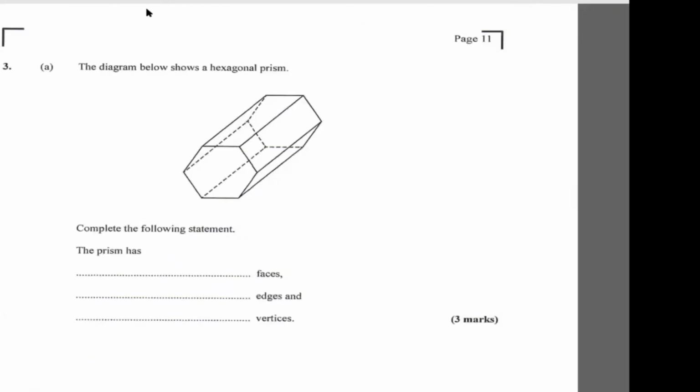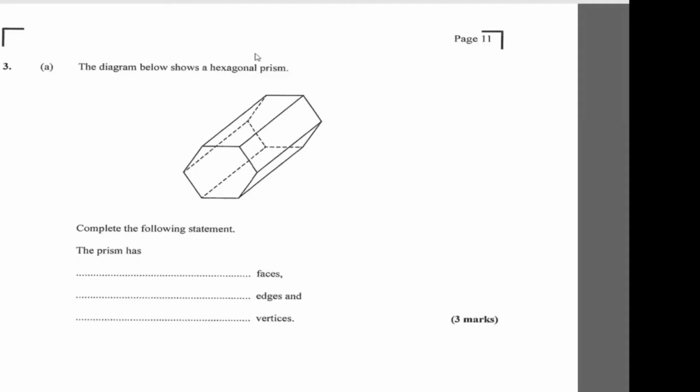All right. Now, this question says the diagram below shows a hexagonal prism. A hexagonal prism is a prism with 6 sides. That's all they're saying. The prism around it has 6 sides. So that's a hexagonal prism.